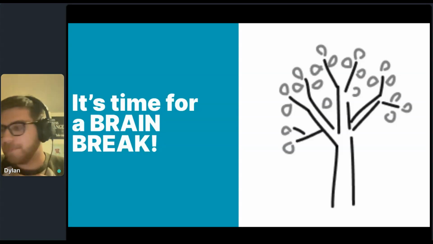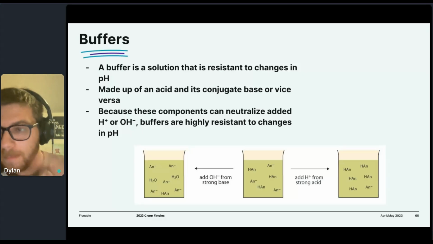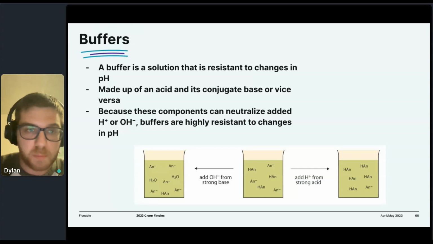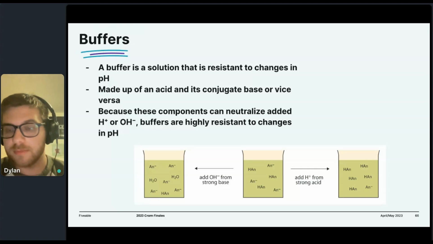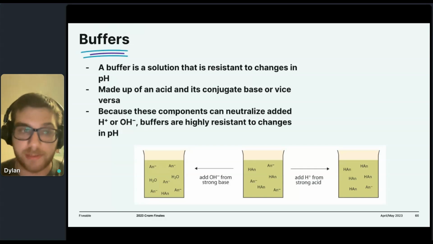All right, y'all, let's get back into it. So the first thing we're going to talk about before we can get into all the scary content is something called a buffer, right? And a buffer is just a solution that is resistant to changes in pH. So for example, your blood is a buffer, right? A number of other solutions in biology are buffers. A lot of things in biology are buffers.